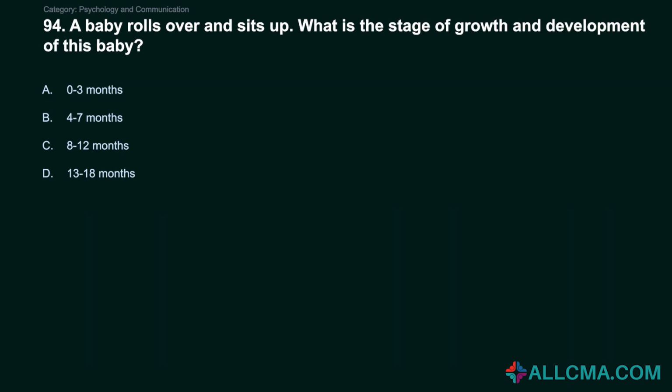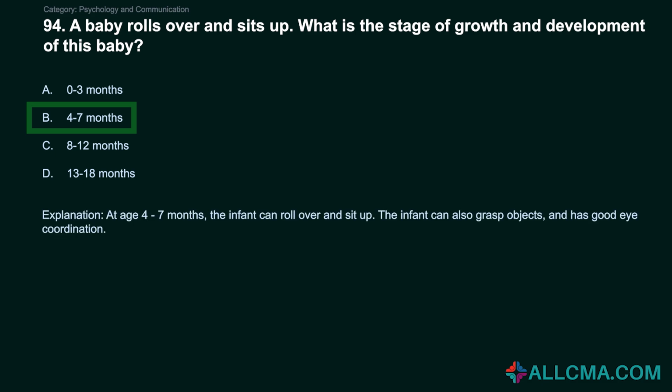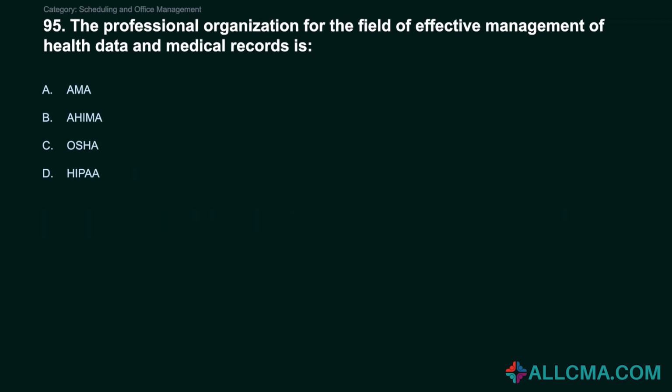94. A baby rolls over and sits up. What is the stage of growth and development of this baby? A. 0 to 3 months. B. 4 to 7 months. C. 8 to 12 months. D. 13 to 18 months. Correct answer: B. 4 to 7 months. At age 4 to 7 months, the infant can roll over and sit up. The infant can also grasp objects and has good eye coordination.